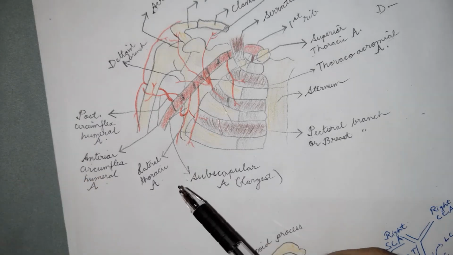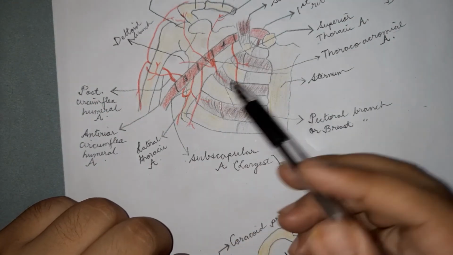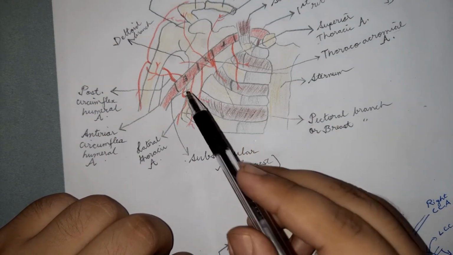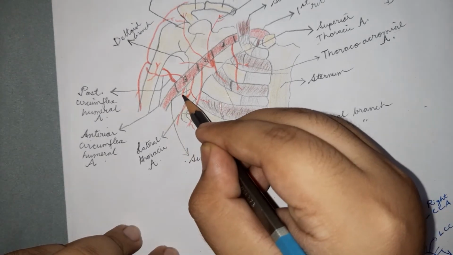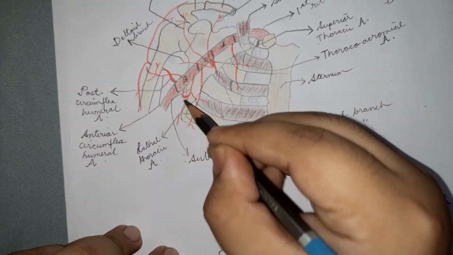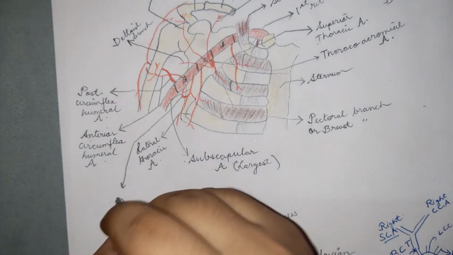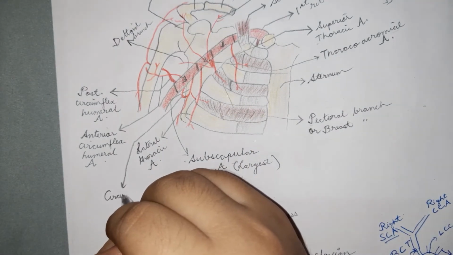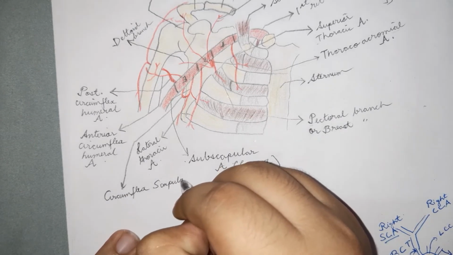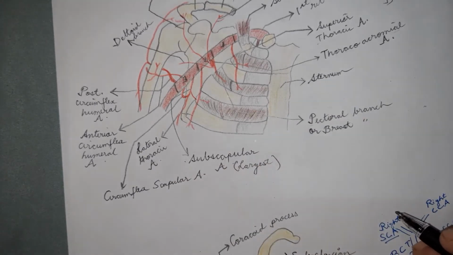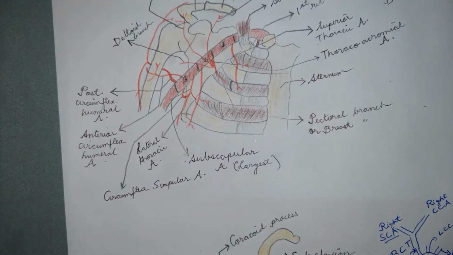Not much to say over here. It supplies the latissimus dorsi and serratus anterior muscles. It gives a very important branch, which we'll talk about later, the circumflex scapular branch, which I have drawn over here. This is the circumflex scapular branch. Again, scope is limited, so we'll not talk about this, but in the scapular anastomosis, all of these will be a lot clearer.